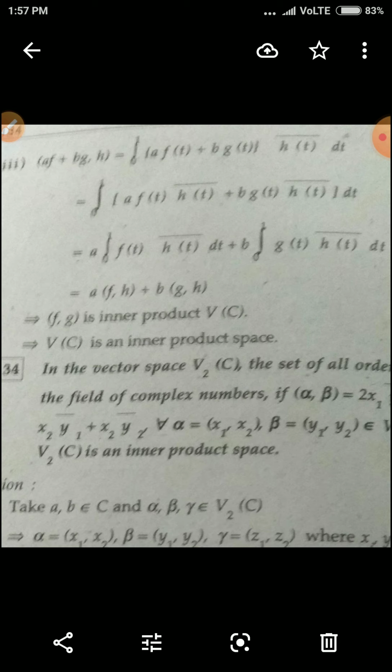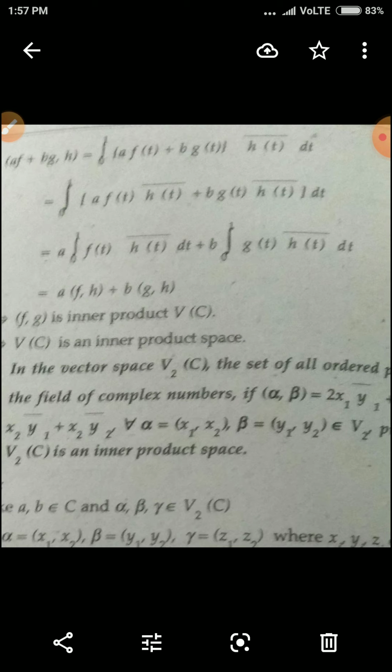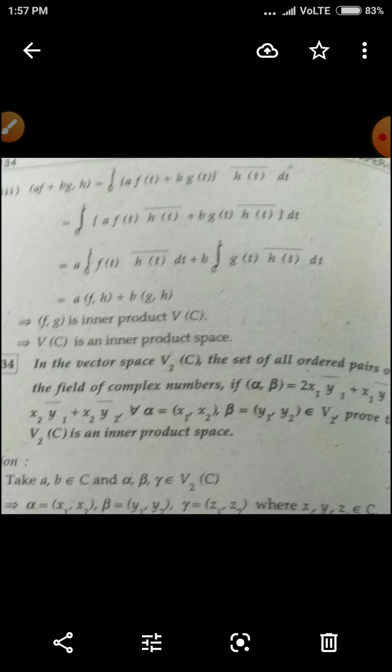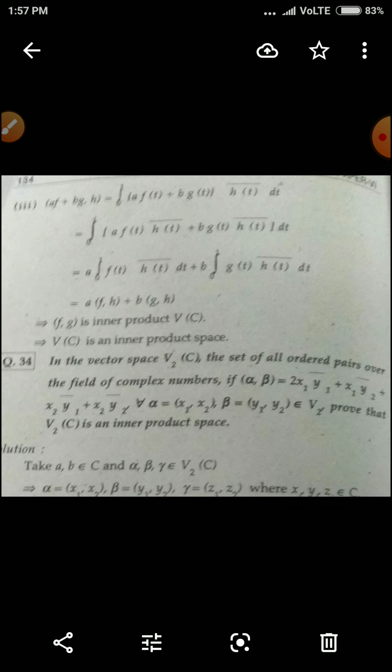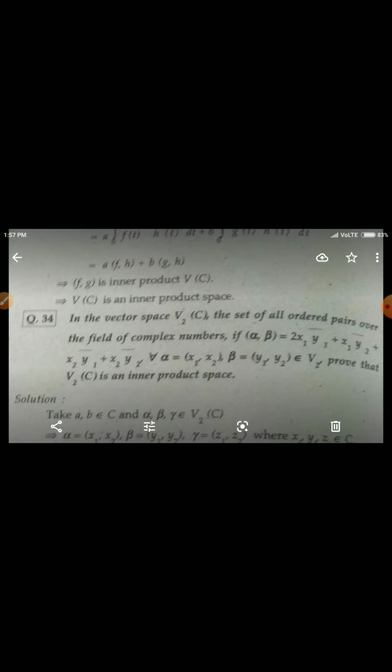Next, problem number 34. In the vector space V2 of C, the set of all ordered pairs over the field of complex numbers, if inner product of alpha beta is defined as 2 x1 y1 conjugate plus x1 y2 conjugate plus x2 y1 conjugate plus x2 y2 conjugate for all alpha equal to x1 x2 and beta equal to y1 y2 belongs to V2. Then prove that V2 of C is an inner product vector space.